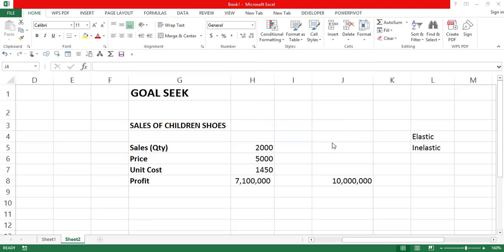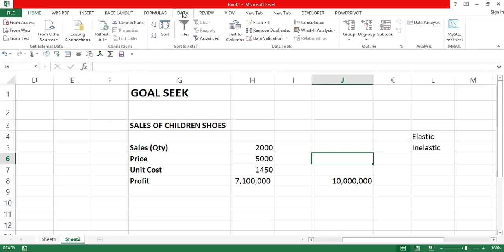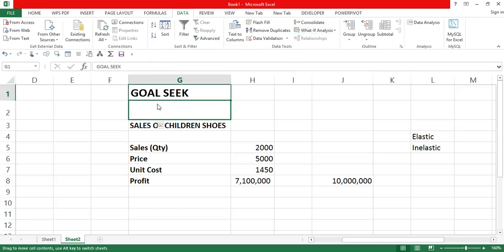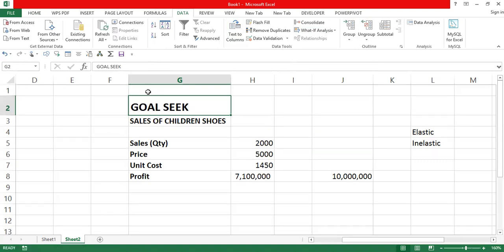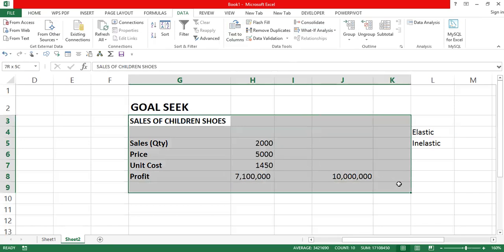Okay. So how do we do that? You just go to the data tab, click on data tab. You come to what if analysis. Goal seek is under what if analysis. It's a what if analysis tool.